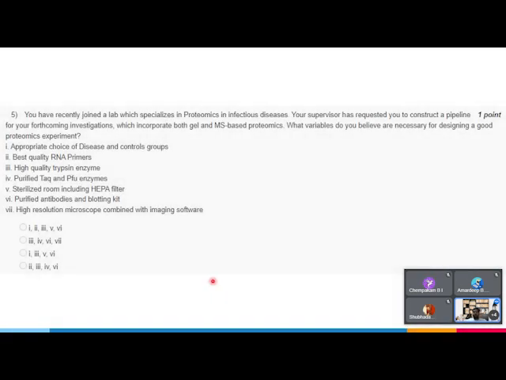We go to the next question. You have recently joined a lab which specializes in proteomics in infectious diseases. Your supervisor has requested you to construct a pipeline for your forthcoming investigations, which incorporate both gel and mass spec based proteomics. What variables do you believe are necessary for designing a good proteomics experiment? So we have been given various options. The first is an appropriate choice of disease and control groups, best quality RNA primers, high quality trypsin enzyme, purified TAC and PFU enzymes, sterilized room with a HEPA filter, purified antibodies and a blotting kit.